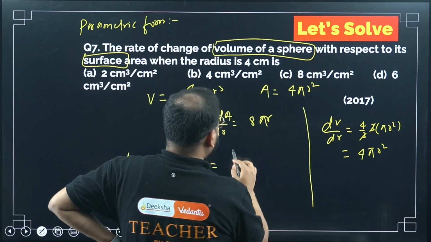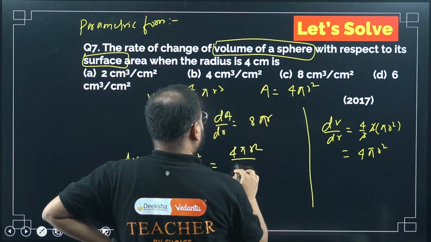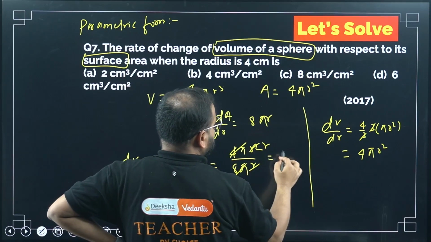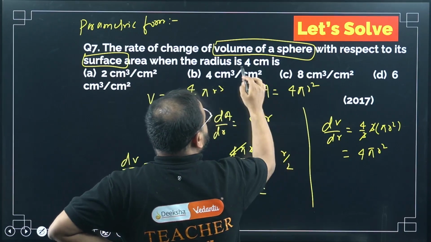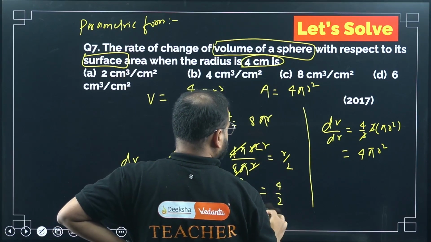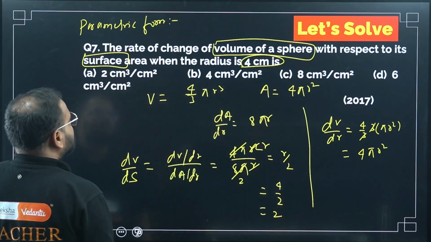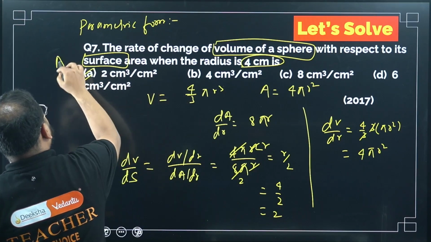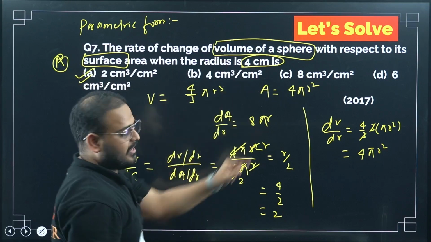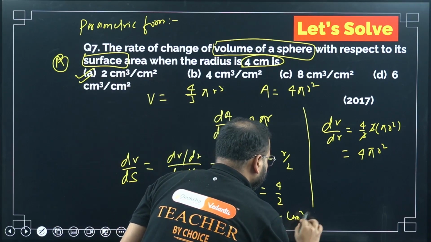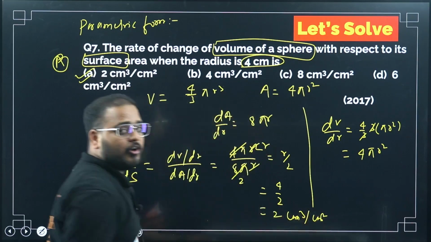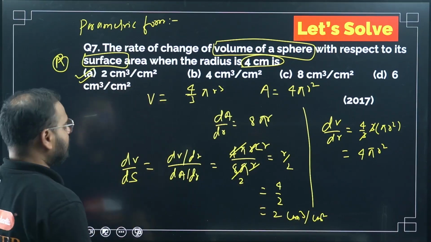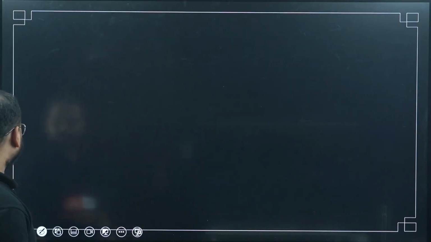It is going to be 4 pi r square upon 8 pi r. Check this: I'll get 2 here and r here. What is my answer? r by 2. What is r? r is given as 4. So 4 by 2, how much is that? 2. So what is my answer? 2, option A. It is volume with area, so centimeter cube upon centimeter square, meaning the rate of change of volume with rate of change of area. Answer is 2 centimeter cube upon centimeter square. Asked in 2017. Okay, let's move on.